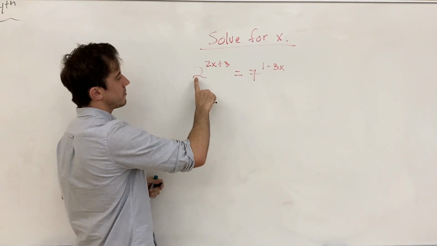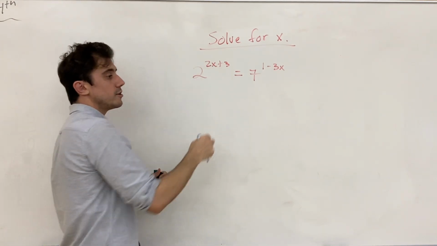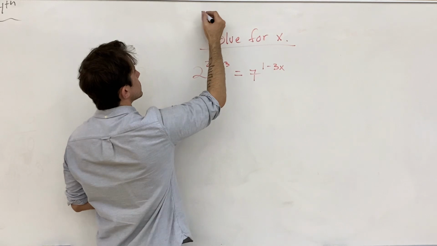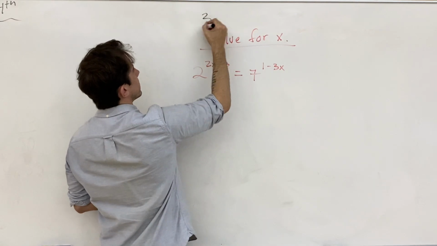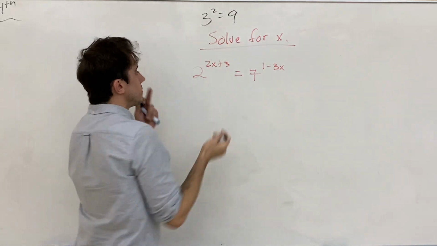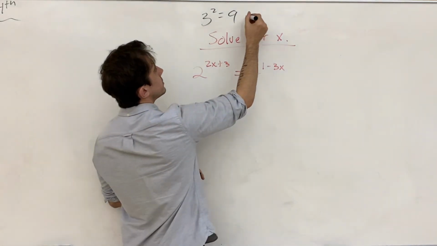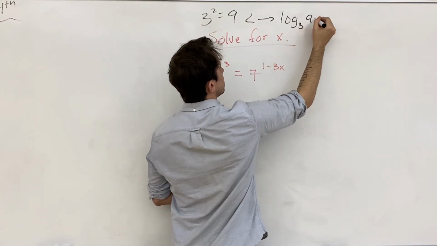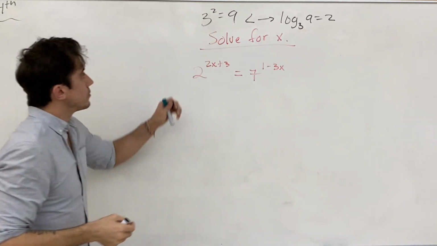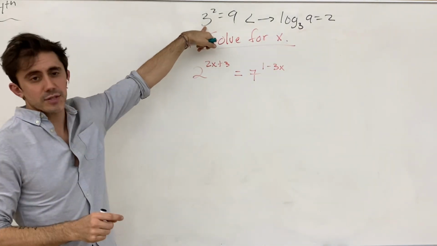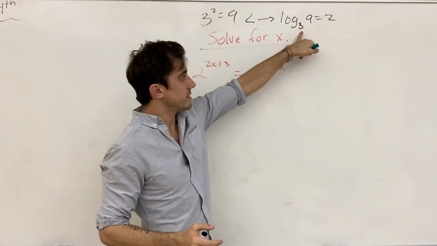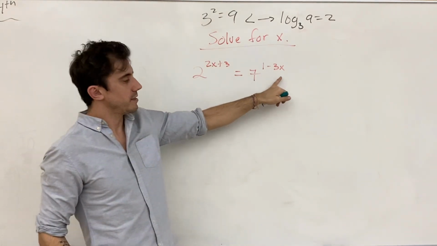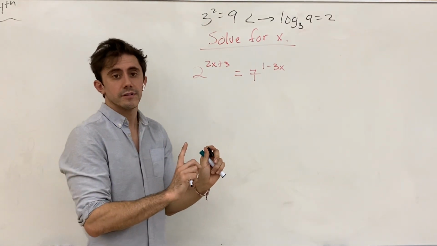Now, since we have 2 as the base of an exponential, we use the same idea that we use to go from an exponential to a logarithm. So for example, if I tell you that 3 squared is equal to 9, and you know that to be true, of course, then you can write that equivalently as log base 3 of 9 is equal to 2. In which case, we see that the base of the exponential, the 3, becomes the base of the log, right? Now we can use that same idea to transform this equation into a log equation.